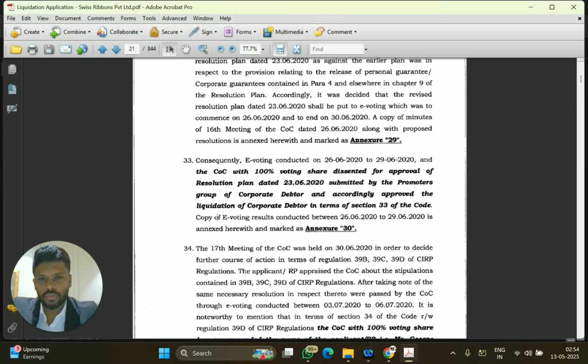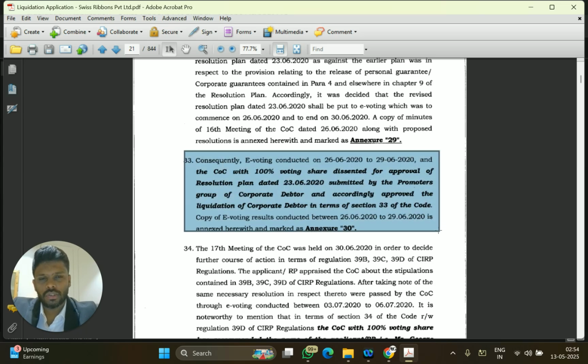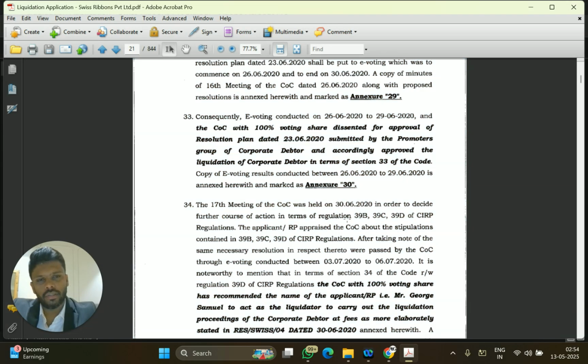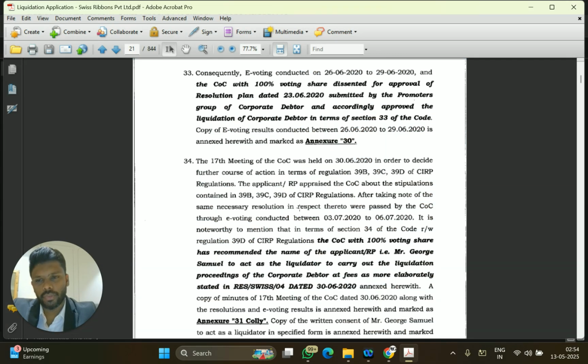I will show how the e-voting is conducted and the format in which voting is done. Consequently, this is very important. E-voting was conducted from so and so date to so and so date. The COC with 100% voting share dissented. Dissented means they did not approve the resolution plan submitted by the promoter group of the cooperator, and accordingly approved the liquidation of the cooperator in terms of Section 33. Therefore, they dissented to approve the plan and decided to put the company into liquidation.